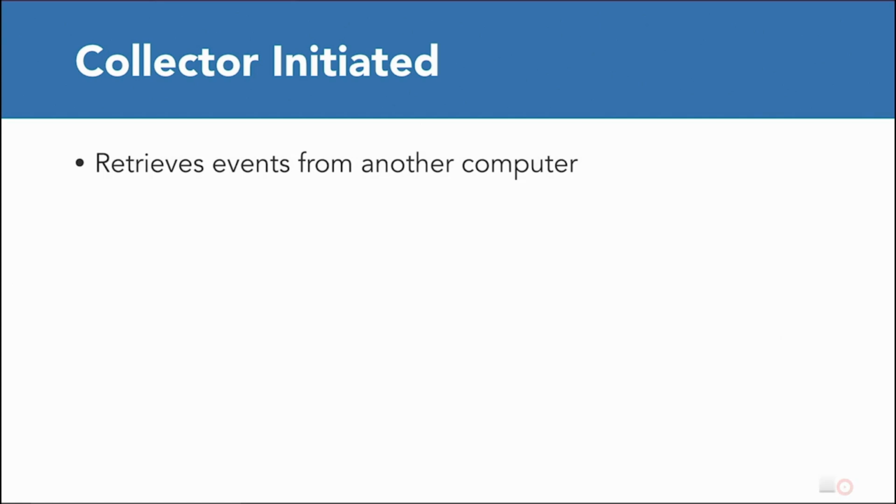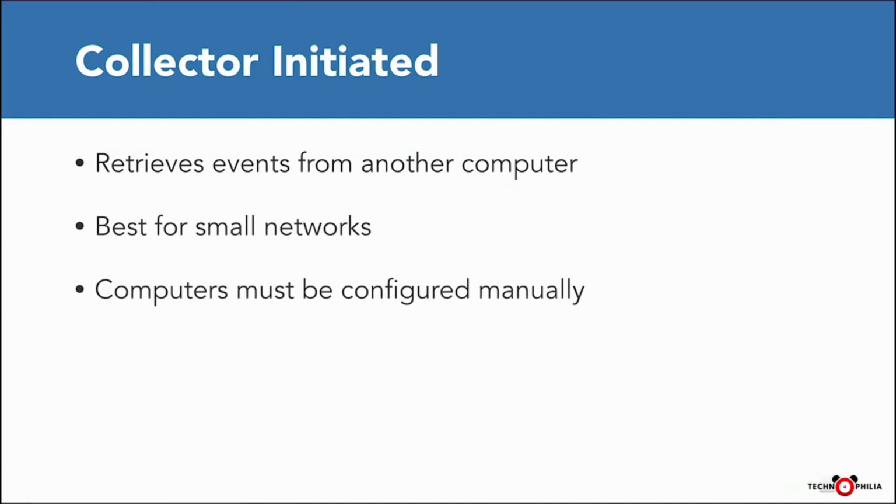There are two types of event subscriptions. Collector-initiated and source computer-initiated. Collector subscriptions are those that retrieve events from another computer. That other computer is called a source computer because it is a source of the events. This type of subscription is best for smaller networks because each computer has to be configured manually for it to work, and it would be harder to implement if you had a lot of computers to manage.